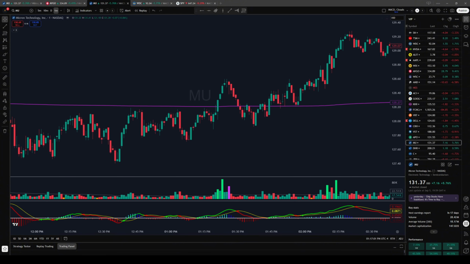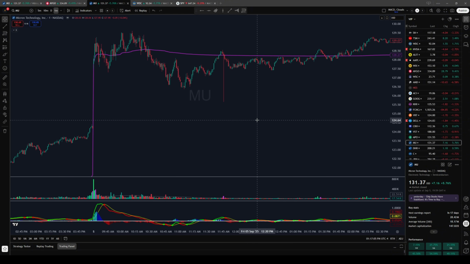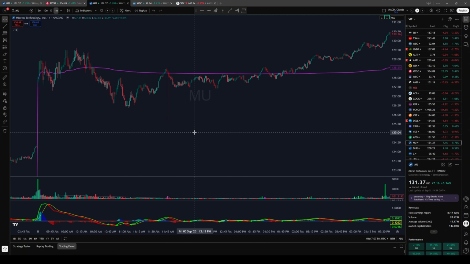Short here on this rejection of VWAP, you want to put your stop loss right here just above VWAP to minimize risk. The second intraday signal from VWAP is when the VWAP reclaims. Price breaks above VWAP and holds on a retest. That's long bias with risk at or just under VWAP.